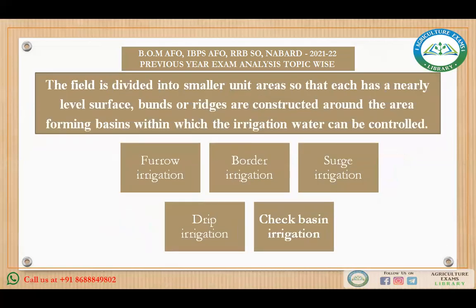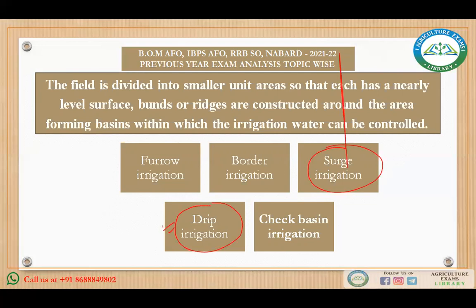Now, the next question is: the field is divided into smaller unit areas so that each has a nearly level surface. Bunds or ridges are constructed around the area, forming basins within which the irrigation water can be controlled. The options are furrow irrigation, border irrigation, surge irrigation, drip irrigation, check basin irrigation. Drip irrigation and surge irrigation cannot be it.